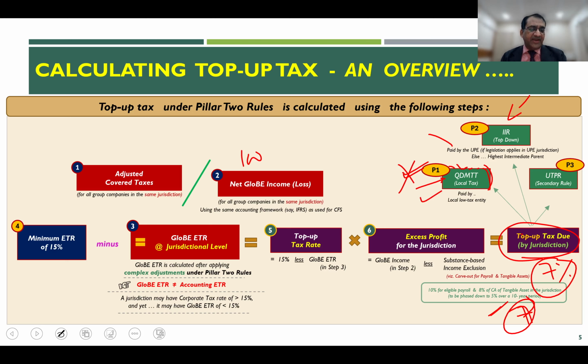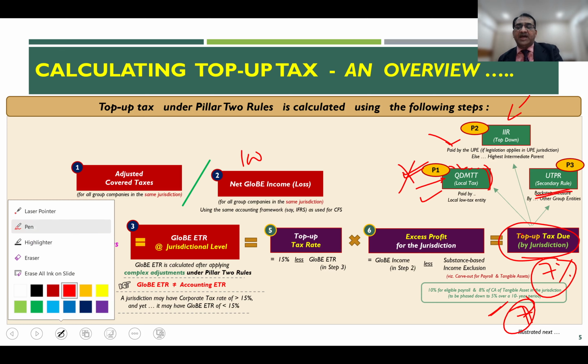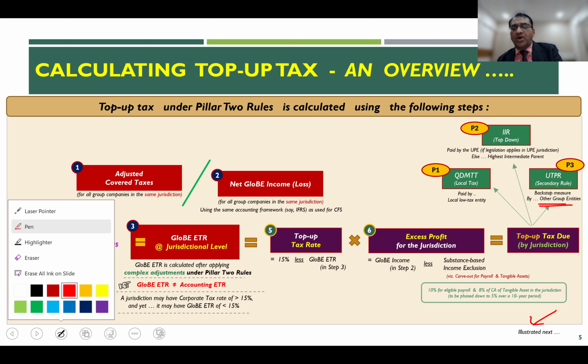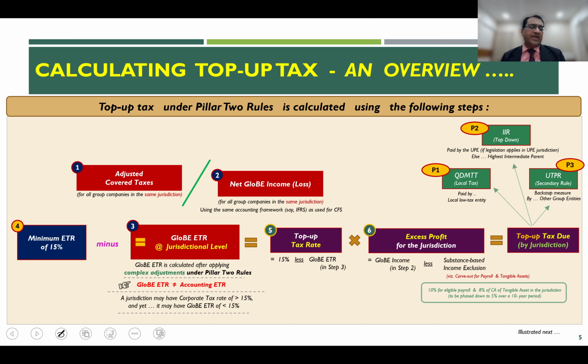And if neither of these two work, which are priority 1 and priority 2, then the third priority is the UTPR tax, which is levied and paid by some other group entities in the group. Let us illustrate this, and then we will go into the financial reporting considerations arising out of these rules.